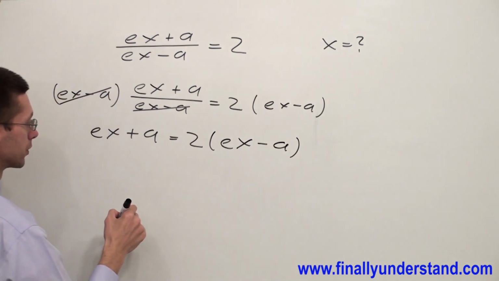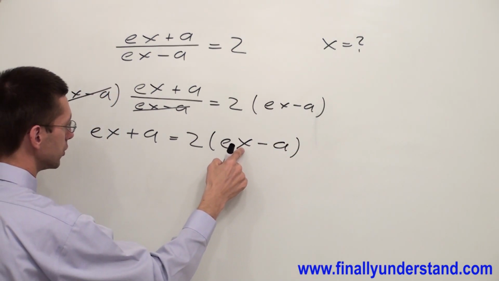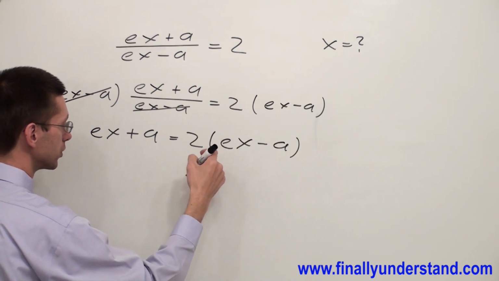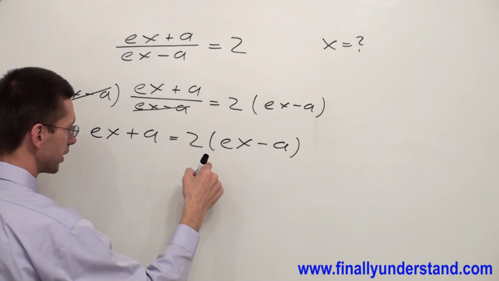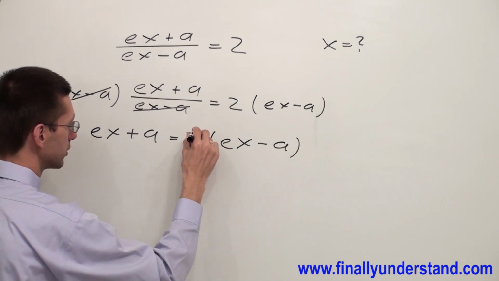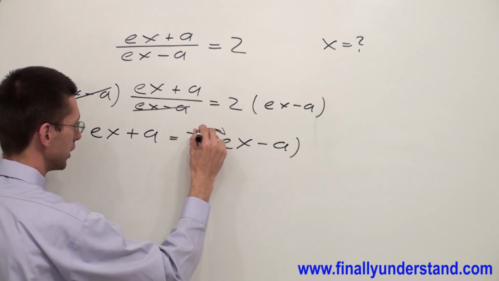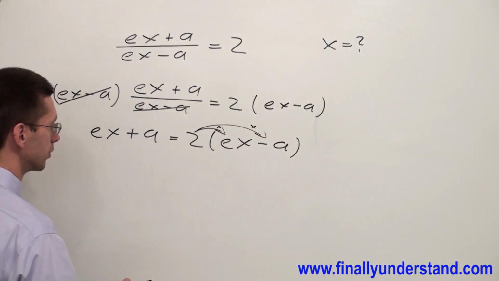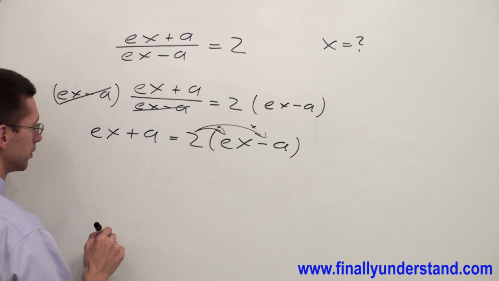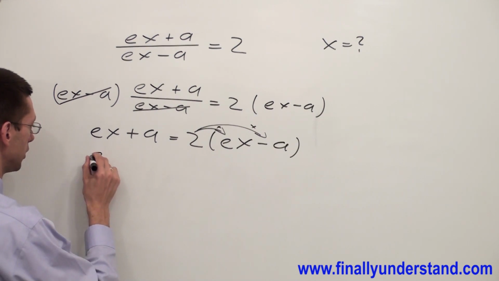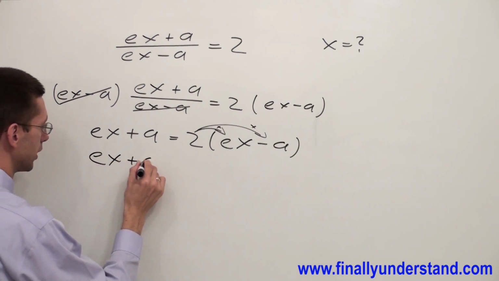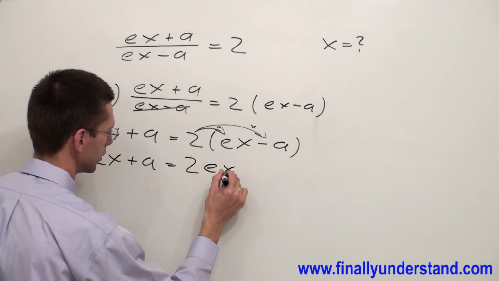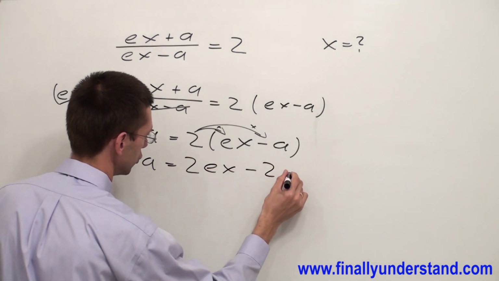I'm looking for x. One of my x's is inside of the parentheses. In order to pull out this x from the parentheses, I have to eliminate the parentheses. How can I do that? I simply distribute 2 into the parentheses. Okay, I have to multiply 2 by every single term inside of the parentheses, and at that moment my parentheses are going to disappear. So I'm going to have ex plus a equals 2ex minus 2a.